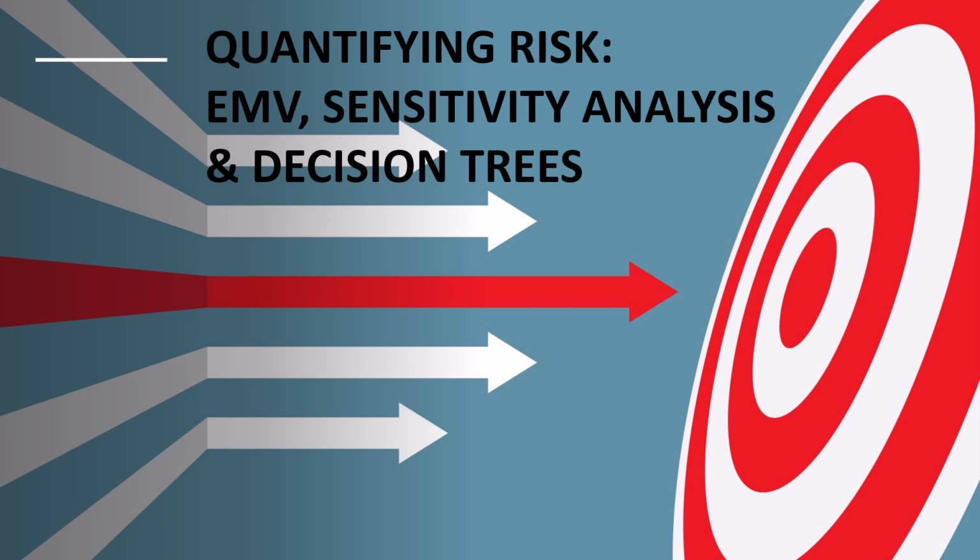So these three methods, they aren't really separate, are they? They work together. Not at all. They build on each other. EMV provides the financial values. Sensitivity analysis identifies the most critical variables to maybe analyze further. And decision trees use that information to help you choose the best strategy. It's a toolkit, really. It really is. Using them together gives you a much more robust understanding of your project's risk landscape. You move from just knowing risks exist to actually quantifying their potential impact.